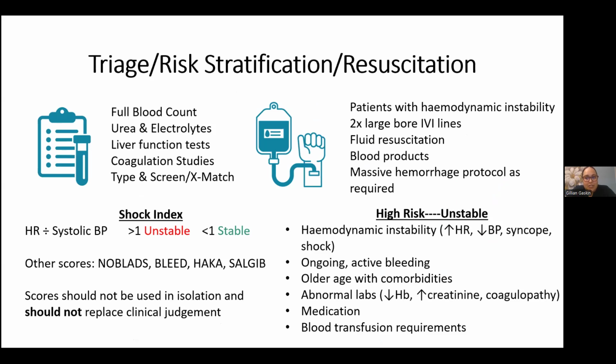ongoing resuscitation as well as further diagnostic evaluation. It reflects the hemodynamic instability of a patient and is relatively easy to calculate. It's simply the heart rate divided by the systolic blood pressure. So in a patient with a shock index that is greater than 1, this indicates hemodynamic instability, whereas less than 1 would indicate a stable patient. In a patient receiving beta blockade, the shock index should be interpreted with caution.